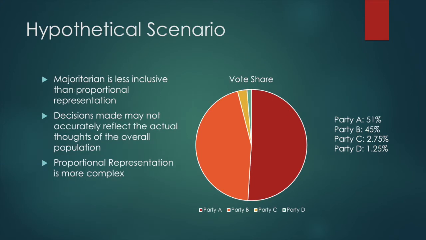Yeah, so majoritarian is obviously less inclusive than proportional representation. In our case, Party A will have full control if it was a majoritarian election, but they only received 51% of the vote. This means that many of the decisions made may not accurately reflect the actual thoughts of the overall population, but rather only 51%, which can cause many problems. However, proportional representation is definitely more complex than the majoritarian electoral system.